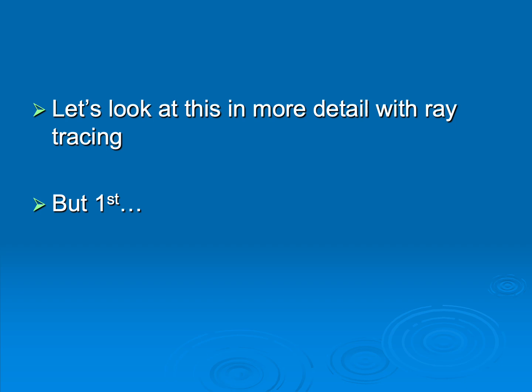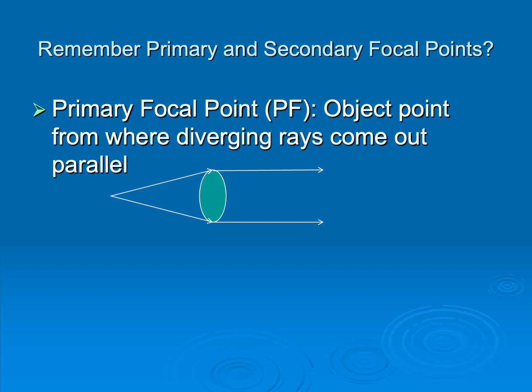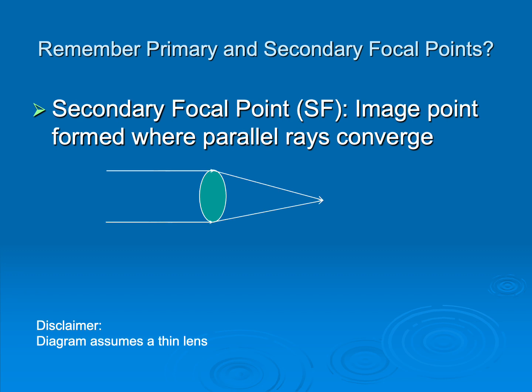So let's look at this in more detail. But before we do, I'd like you to go back and remember what primary and secondary focal points are. So here is a primary focal point. It starts out as a point, it diverges, it hits a lens, and then it emerges parallel. So a primary focal point starts at a point, and after it hits the lens, the rays come out parallel. That is a primary focal point. A secondary focal point, the rays start out parallel, hit the lens, and then come to a point.